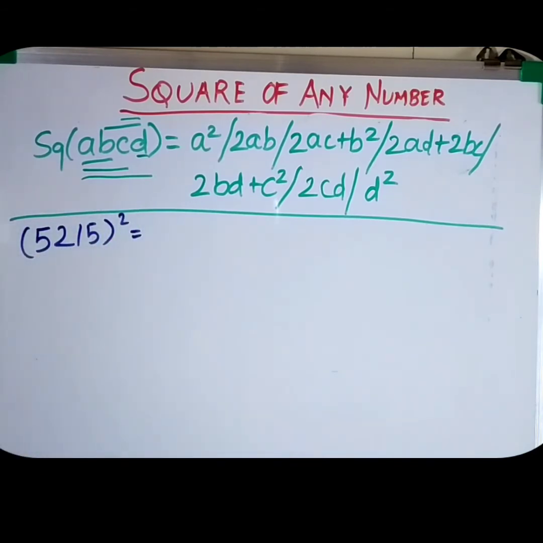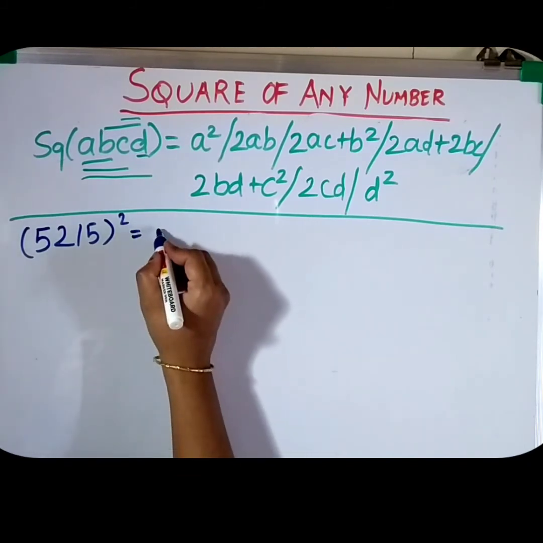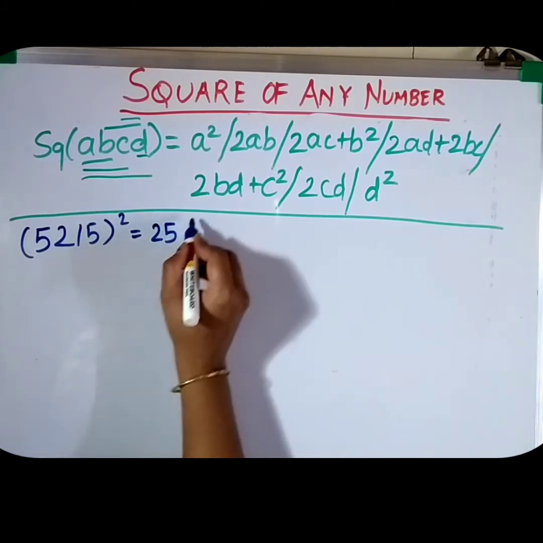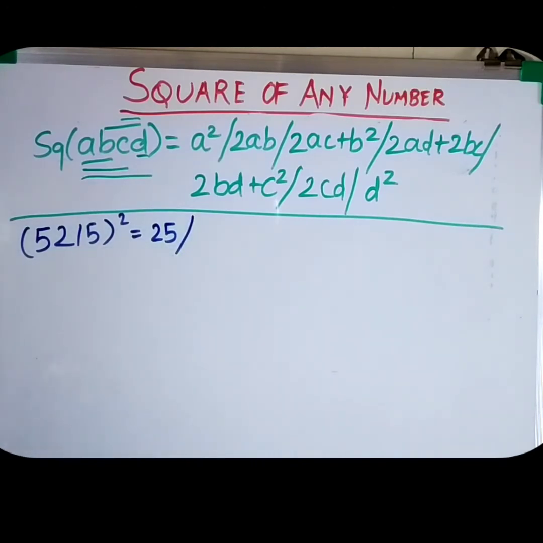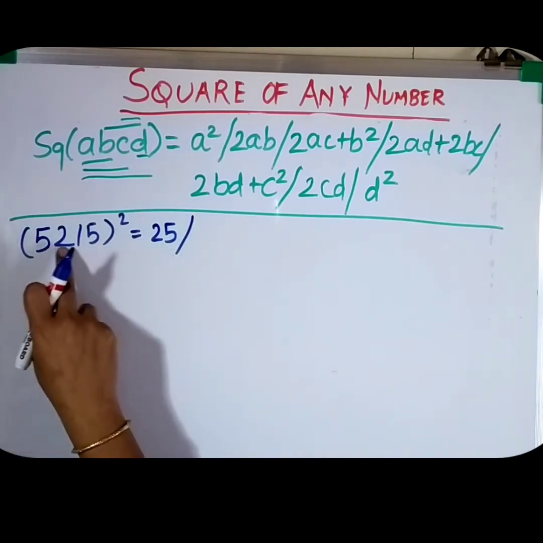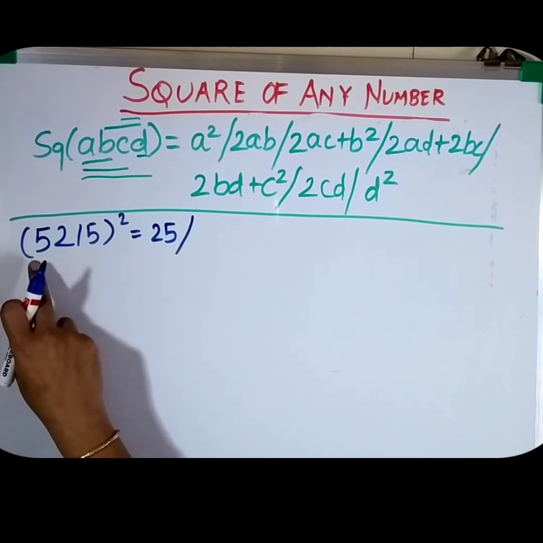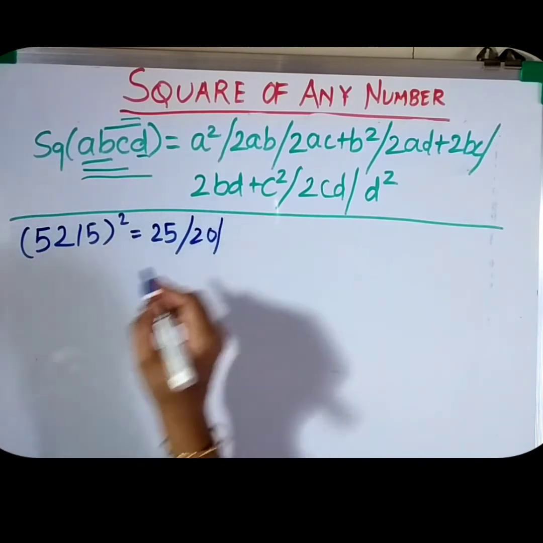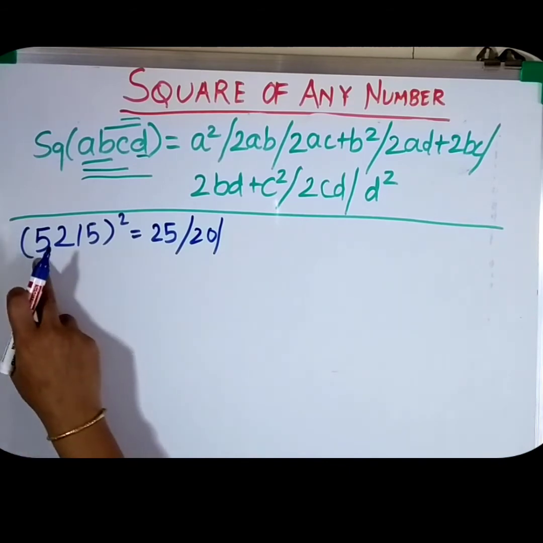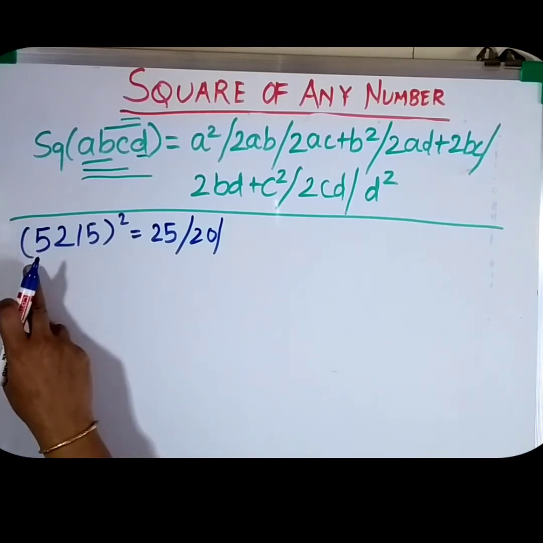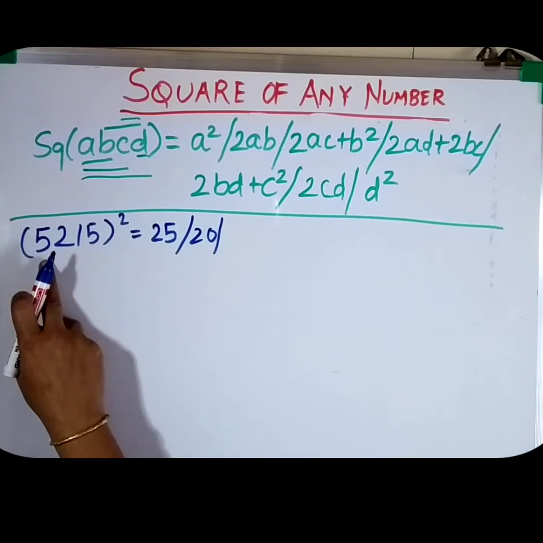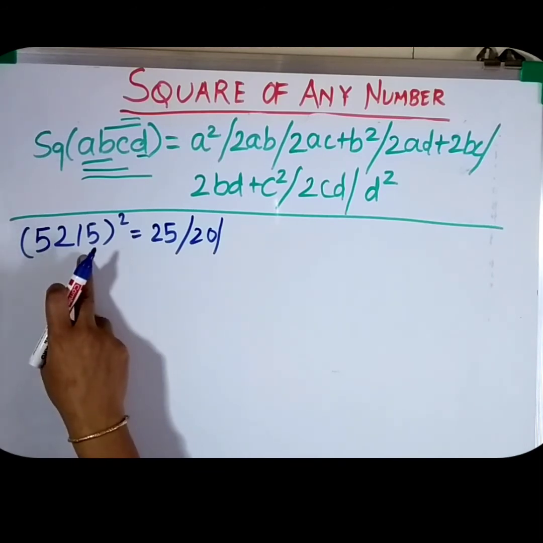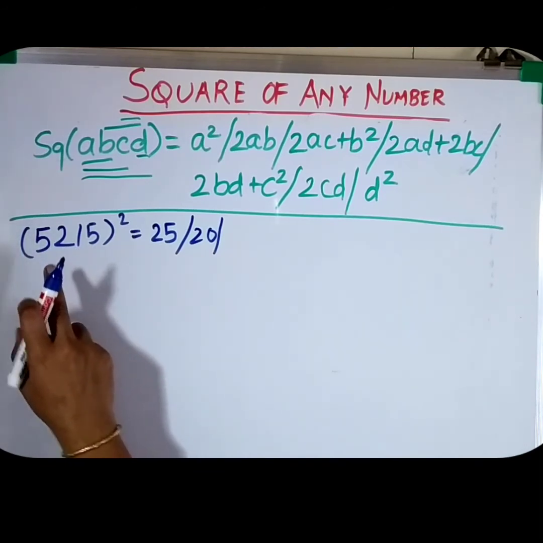So what I do is, first take the duplex of the first digit, that is 25. Then the duplex of the first 2 digits, that is 2 into 5 into 2. So 2 into 5 is 10, 10 into 2 is 20. Then the duplex of the next 3 digits, so 2 into 5 is 10, 10 into 1 is 10, plus 2 square, that is 14.